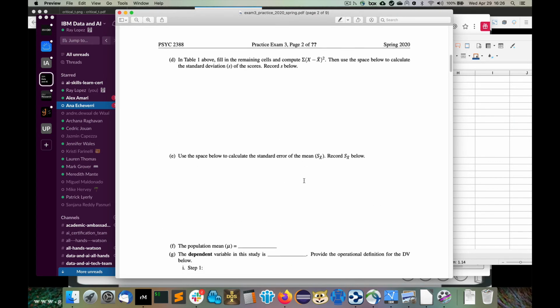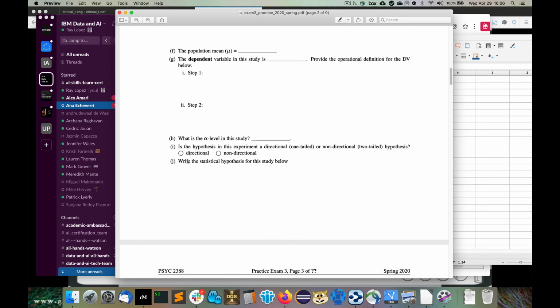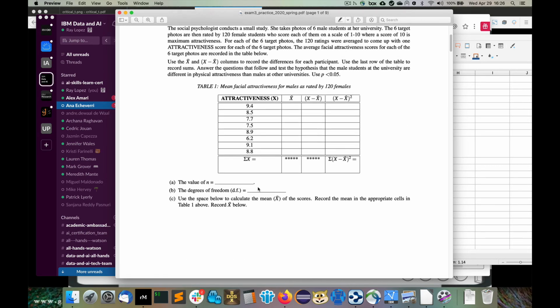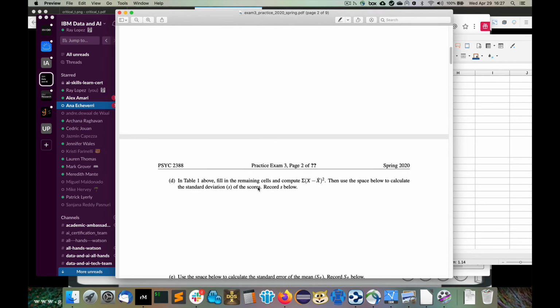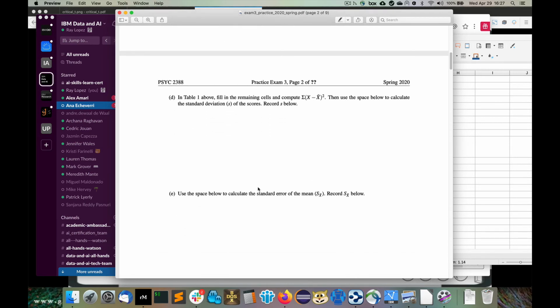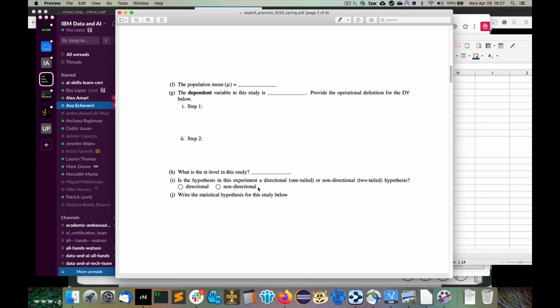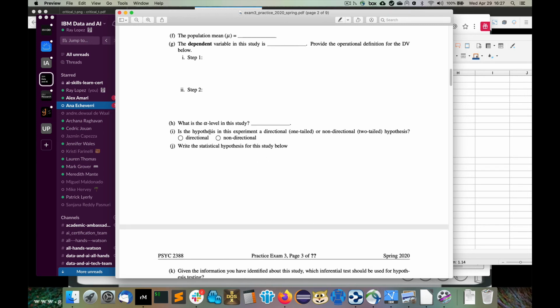So you would indicate here, you would circle, you would darken out the non-directional for two-tailed, right? If it was a directional hypothesis, it would say something like the social psychologist wanted to test the hypothesis that male students at her university are more attractive or less attractive in physical attractiveness, in facial attractiveness. Okay. So there would be a specific direction specified. But here we're just saying, are they different? So it's a two-tailed, non-directional hypothesis.